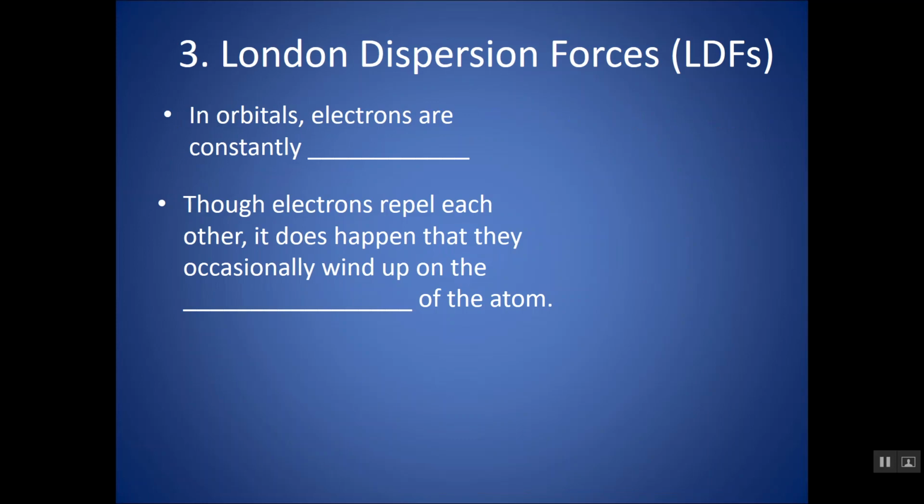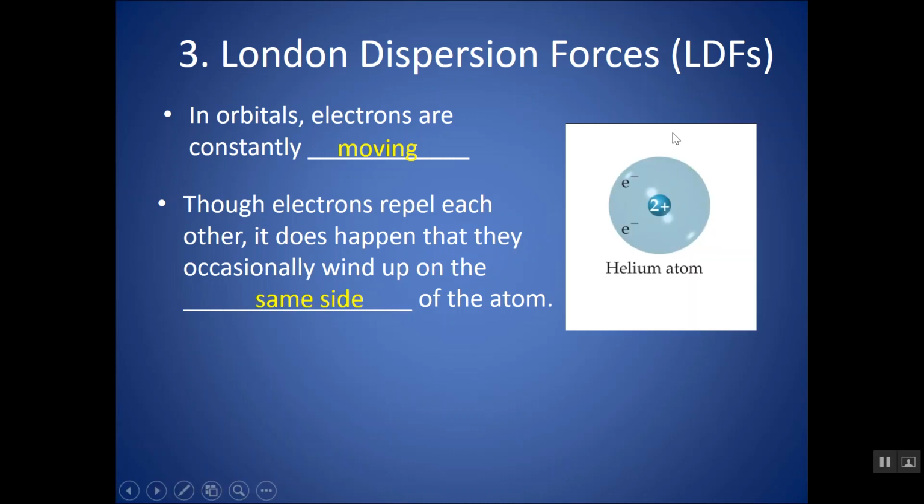Okay, another type of force is London dispersion forces, which we can call LDF. And this happens because in orbitals, in any atom or molecule, electrons are constantly moving. And though electrons repel each other, it does happen that occasionally they wind up on the same side of the atom. So let's just talk about, let's say, a helium atom. Electrons are constantly moving. At some point, they may end up on the same side. And then what happens to that side?